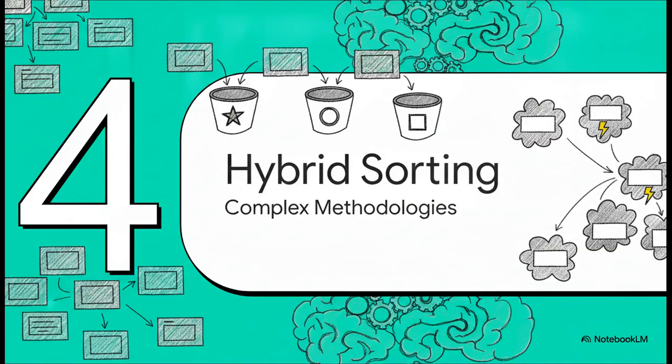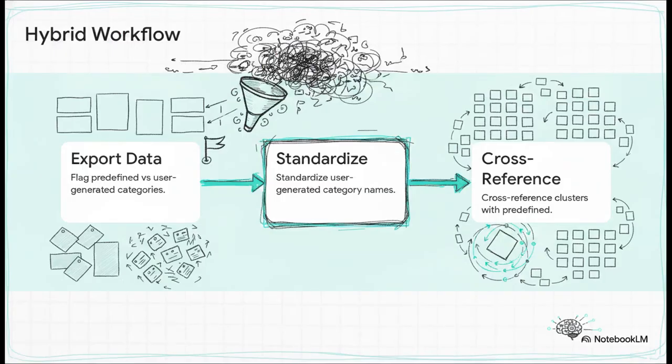Which brings us to Section 4, hybrid sorting and clustering. Hybrid sorting is super interesting because it lets users utilize predefined categories, but it also gives them the total freedom to invent completely new ones. But because of that freedom, hybrid data can get messy, and I mean really fast. To tame this chaos without losing the nuance of those new user-generated groupings, we follow a very strict 3-step workflow.